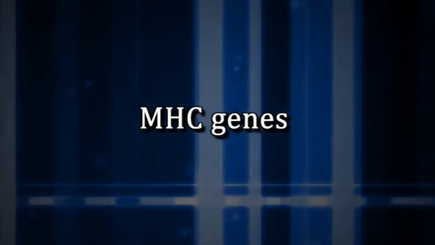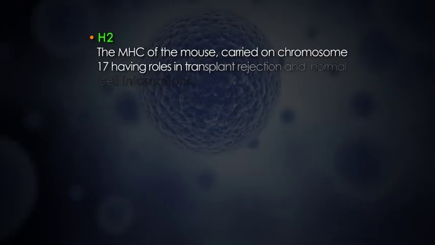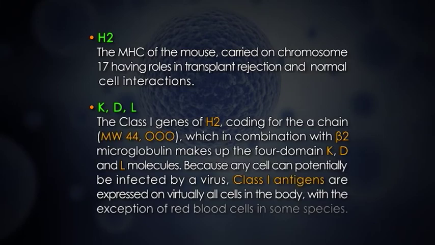Now we will come to the MHC genes. H2. The MHC of the mouse, carried on chromosome 17, has roles in transplant rejection and normal cell interactions. K, D, L. The class I genes of the H2 code for an alpha chain of molecular weight 44,000, which in combination with beta-2 microglobulin makes up the 4-domain K, D, and L molecules.